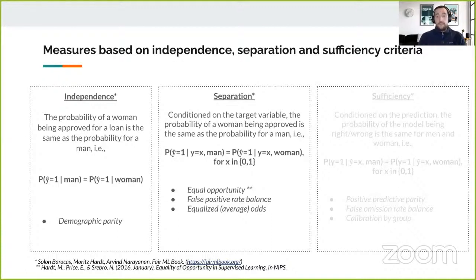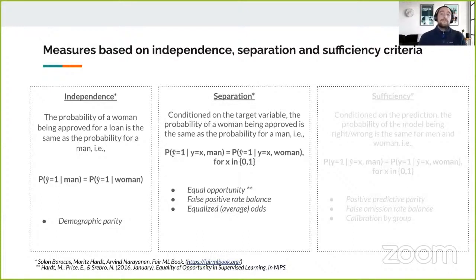But there are a few problems with independence. One, it doesn't account for differences in base rates. So maybe the reality of the socioeconomic context is that one group is very much more likely to default than another. Independence would consider it unfair to lend accordingly. Two, it puts true positives and false positives into the same bucket. It only asks that men and women be approved with equal probability. It says nothing about the errors the model is allowed to make when approving the individuals in those groups.